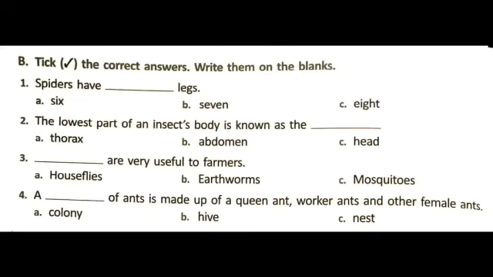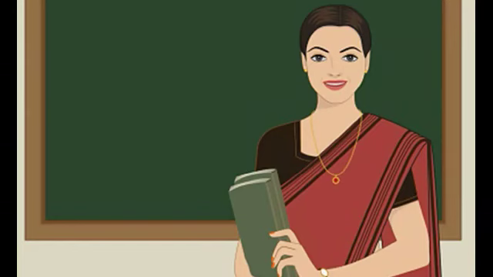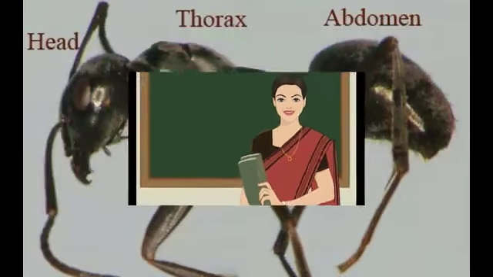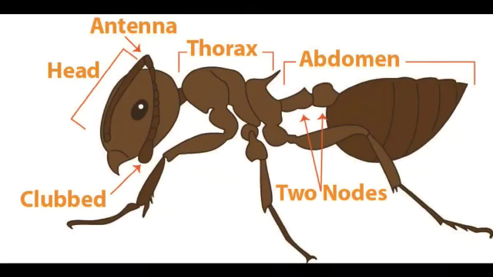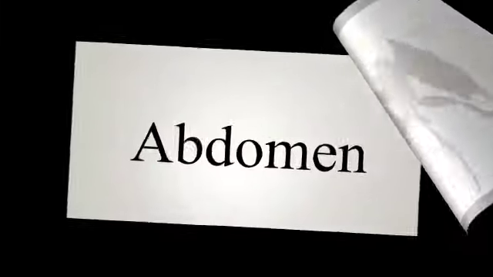The second one is the lowest part of an insect's body is known as the dash. The options are thorax, abdomen or head. So Slaters, we understood from the lesson that the body of insects is divided into 3 sections: the head, the thorax and the abdomen. Abdomen is the lowest part of the insect. So write the answer abdomen in the given blank.